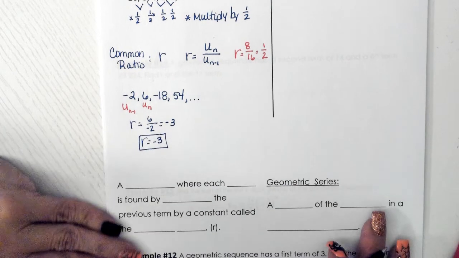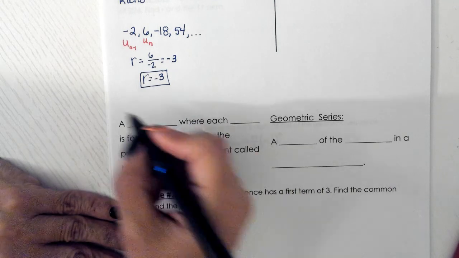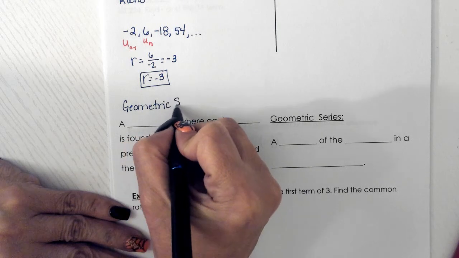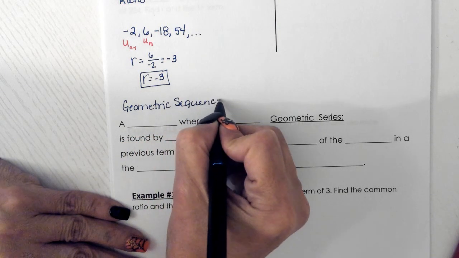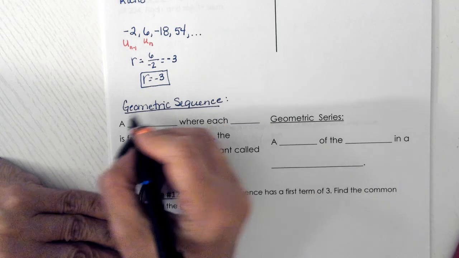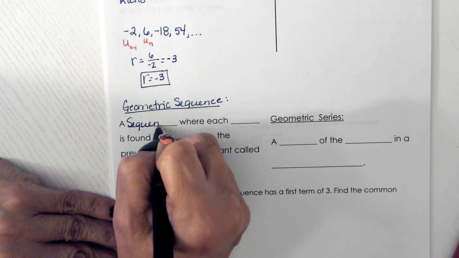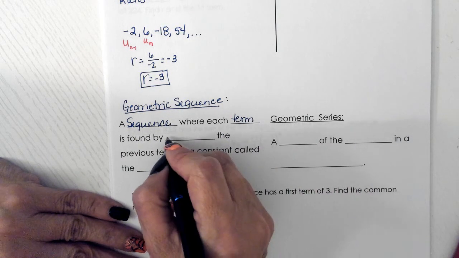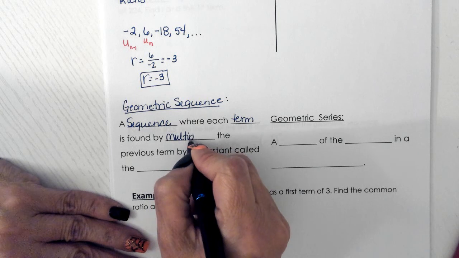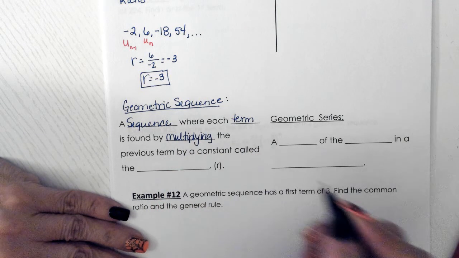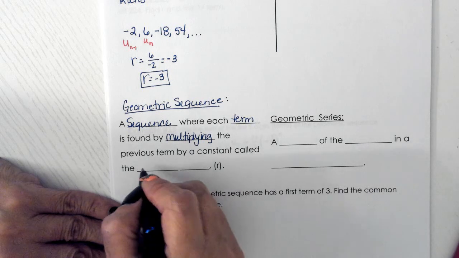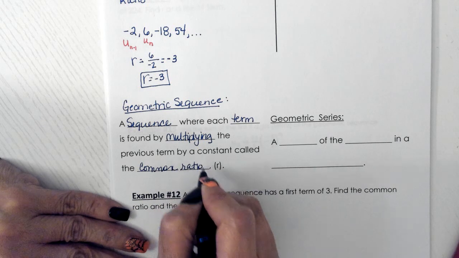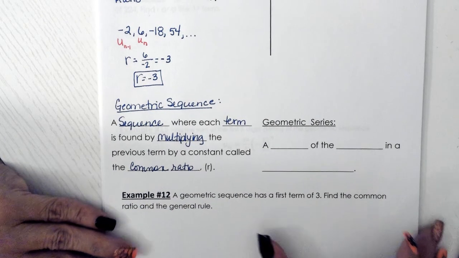Okay, so let's put some words down here. What is a geometric sequence? What's the definition? It is a sequence where each term is found by multiplying the previous term by a constant called the common ratio. And that is R.